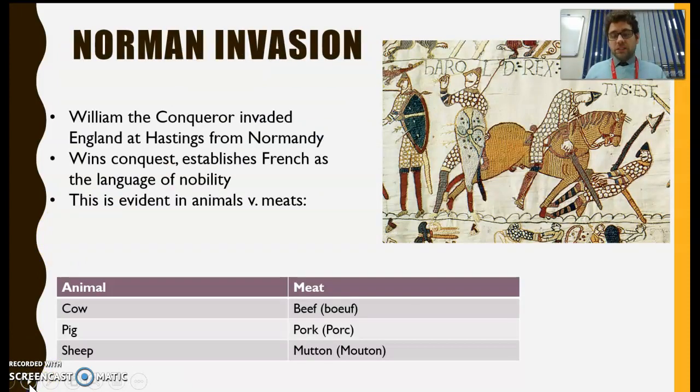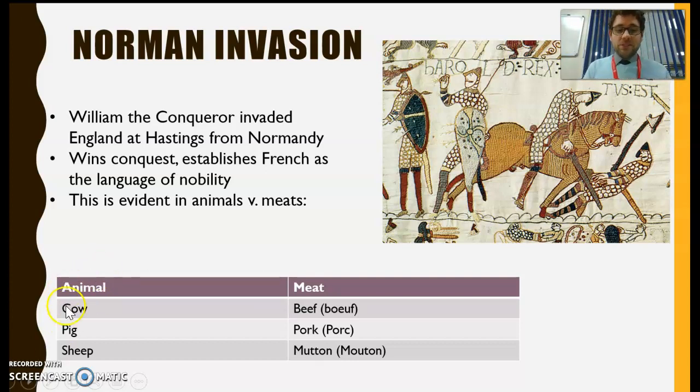1066 we get the Norman invasion, and that is a big sea change in the English language. Okay, we get lots of French influences basically, and I'll show you some Middle English, and you'll see that it looks a little bit more like French. What we also get is a real class system coming into English, because by and large then those of French descent are the noblemen, and those of Anglo-Saxon descent are the peasants.